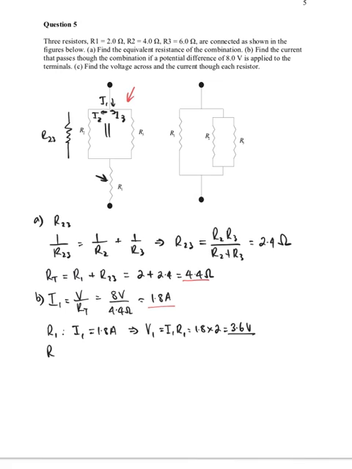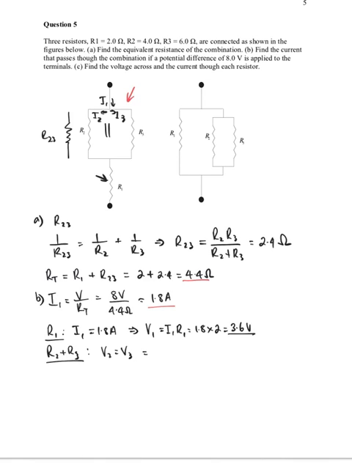What about the combination of R2 and R3? We know that the voltage drop across those will be equal because they're in parallel. So we know then that V2 equals V3. So the voltage drop across those is equal. That's the definition of your parallel circuit.